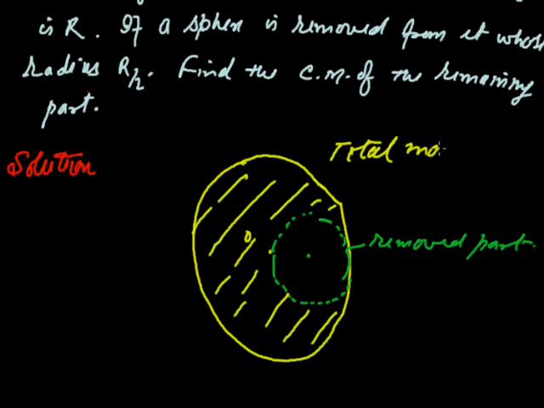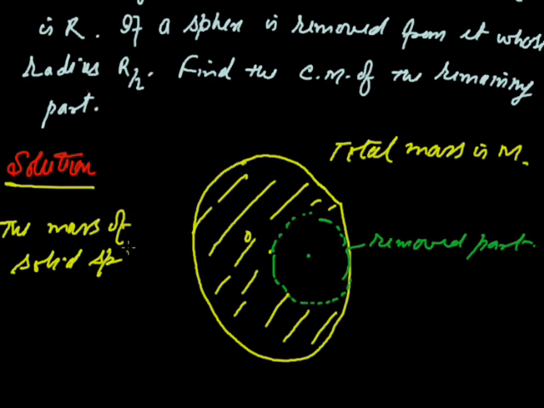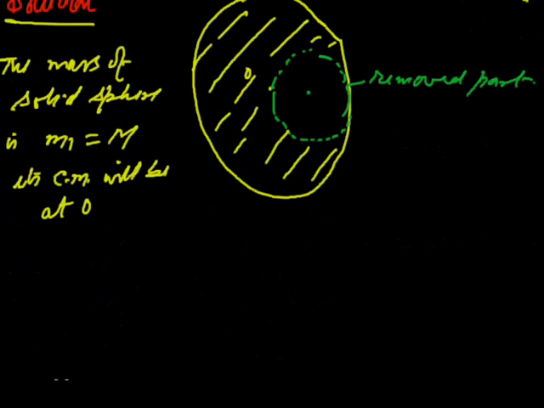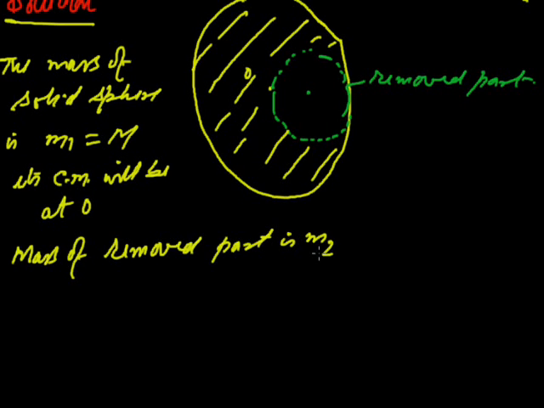The total mass is capital M. Suppose the mass of the solid sphere is M1, that is capital M. Its center of mass, Cm, will be at O. Suppose the mass of the removed part is M2. We can easily find the value of M2 in terms of capital M.